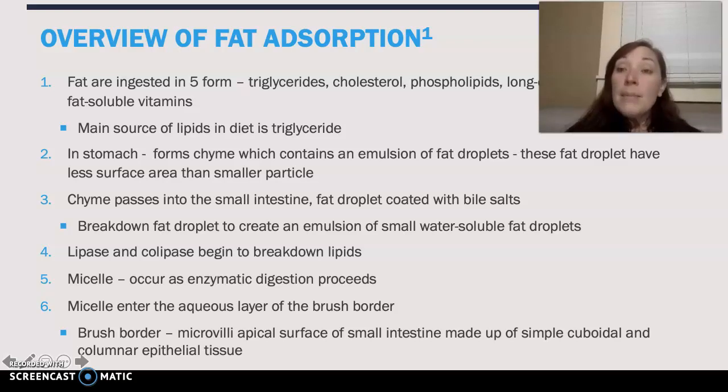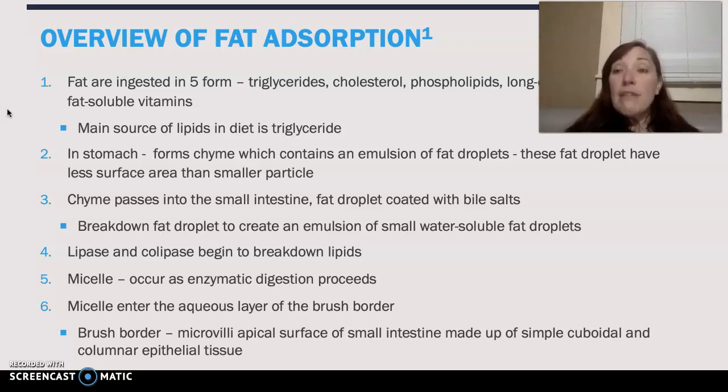So when the chyme enters into the small intestine, it gets coated with bile salts. And what the bile salts do is create a small water-soluble fat droplet. And this water-soluble fat droplet is better able to be acted upon by the enzymes that can break it down, and that we can then use the broken down products to be absorbed. So in terms of digestion, the 2 main enzymes of fat breakdown are lipase and colipase. Although lipase is the one that does most of the action, it can't work as efficiently without colipase. And they break down the lipids.